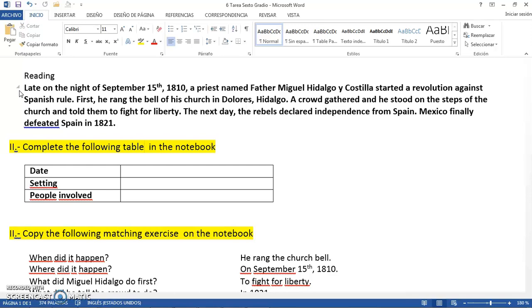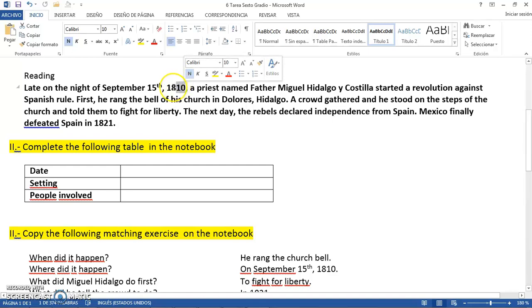So we're going to try this one, okay? Late on the night of September 15th, 1810. Remember that the years are said in pairs. First, the first two, 18, and then the second part, 10. 1810. The years, not the numbers. We're going to start again.